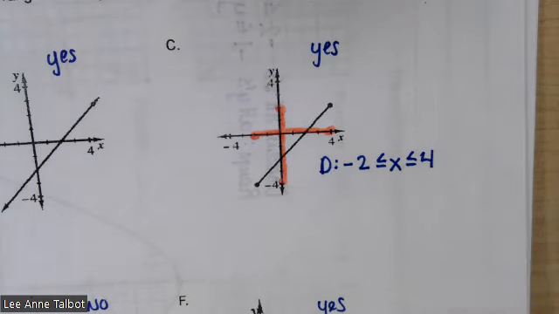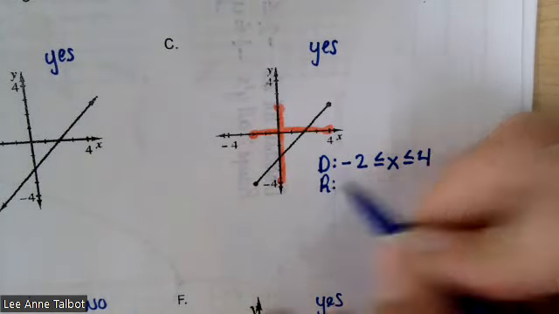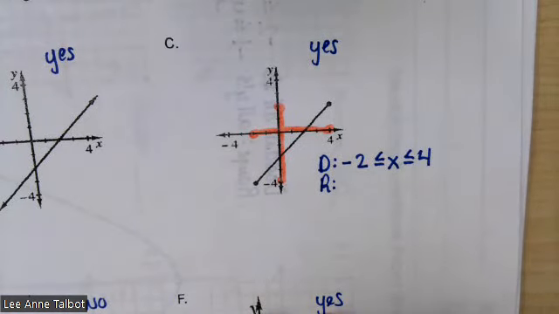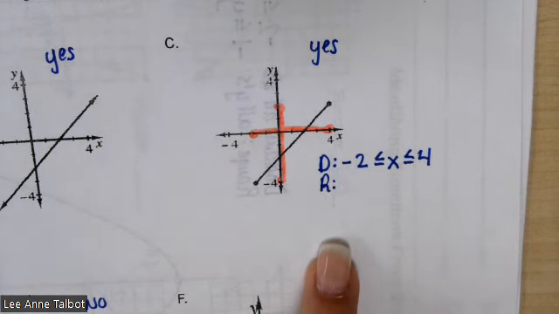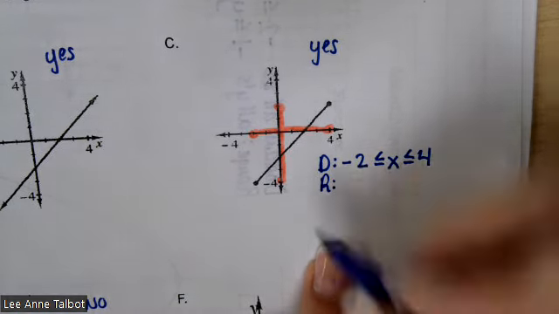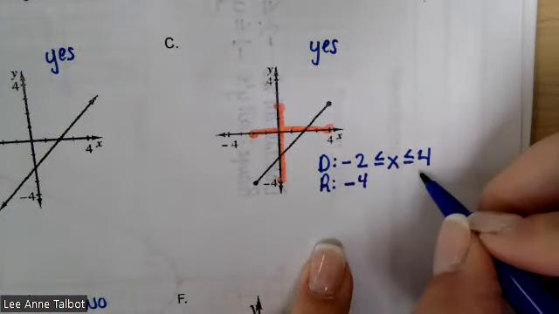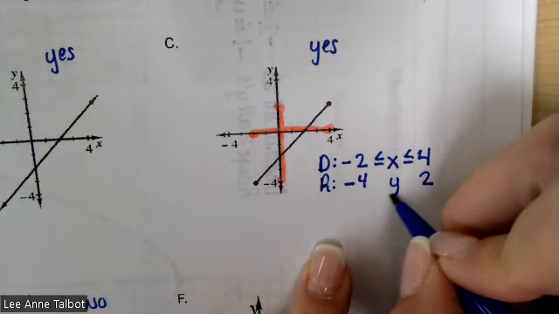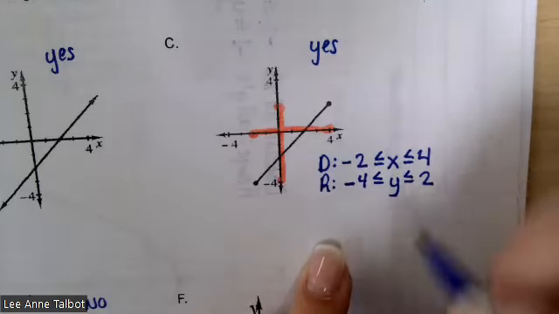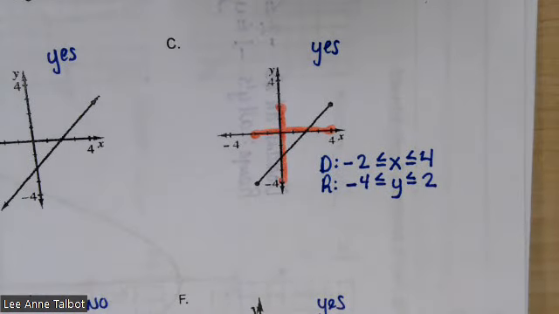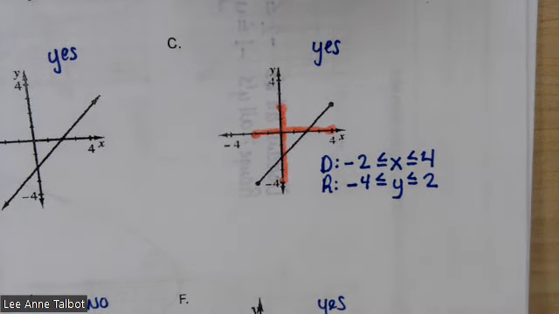Okay. Anybody want to venture what the range is? Anyone feel confident enough to tell me? Close to the same thing. Yes, -4 to 2 this time. Okay, we're going to skip D for a moment, and we're going to go to E.